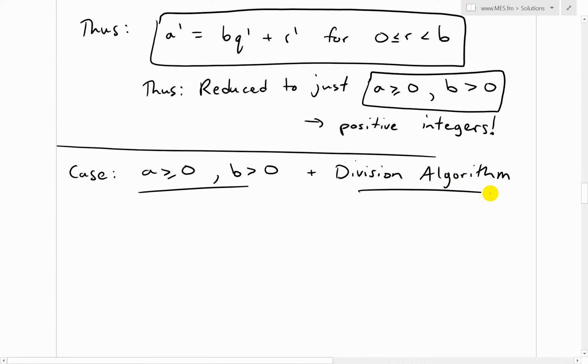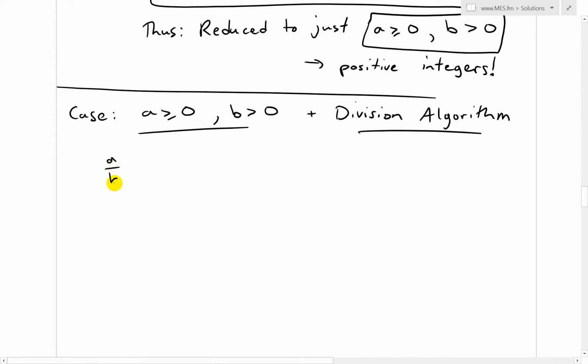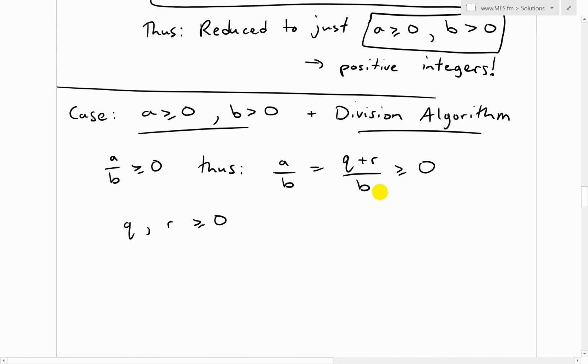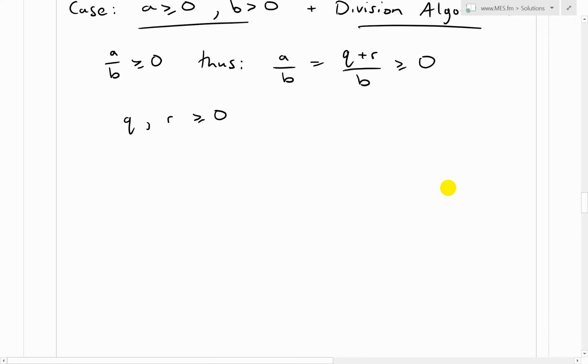Alright, so let's go with this derivation, but first I just want to show that, now we have positive integers, a divided by b is going to be greater than or equal to 0, because these are all positive values. And so what we should have is a over b, you could think of this as quotient plus remainder divided by b. Just split that a up into it, and this is going to be greater than 0, and q and r are greater than 0. So we'll assume this exists. So now we'll look at the division algorithm like this, and I'm just going to circle this.